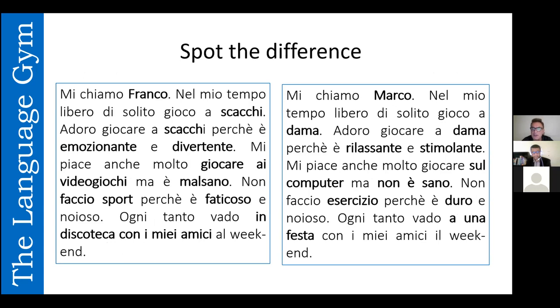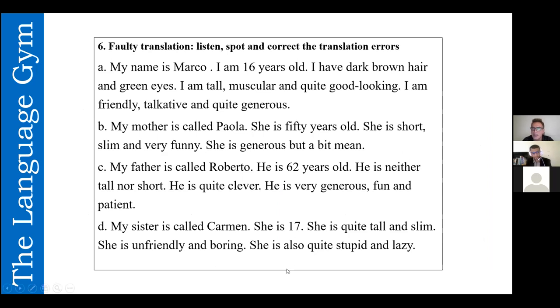To spot the difference, you read aloud this, but they are looking at this. So they need to spot the differences between what you're saying and what they're reading. Again, because they don't know what the difference is, they need to pay attention to every single word. This is faulty translation. I'm speaking in French, but they see the English. And they need to work out what is wrong. For instance, I would say, "je m'appelle Marco, j'ai 15 ans, j'ai les cheveux blonds et les yeux verts. Je suis petit, musclé et assez beau. Je suis sympathique, bavard et assez généreux." There you go. So the idea is that the kids had to pay attention to every single word. So this enhances their chances to be primed and their chances to notice.